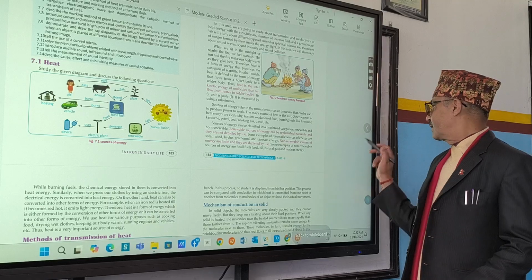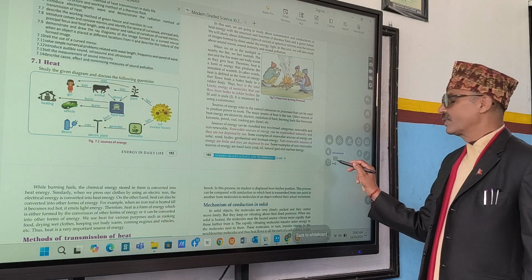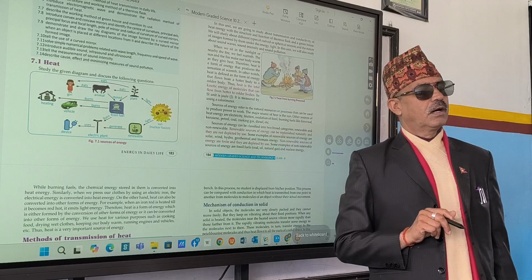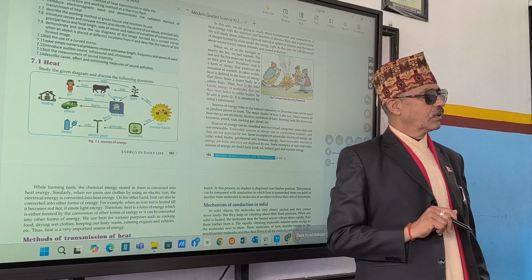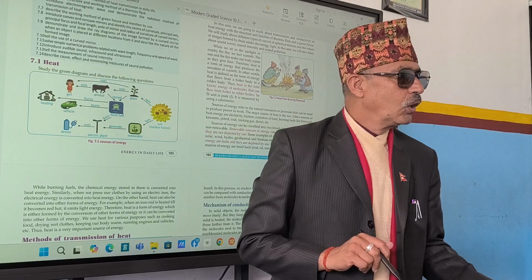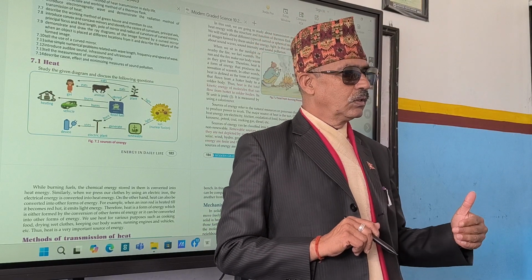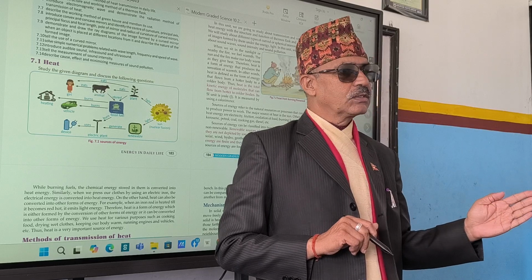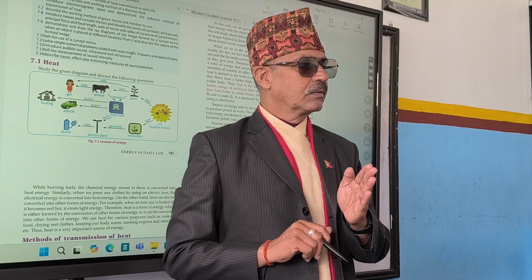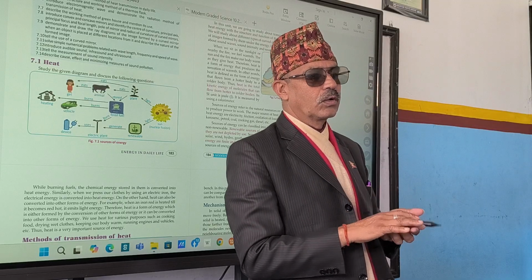One thing you have to keep in mind, heat can flow from hotter body to colder body. Hotter body means molecules are vibrating faster. Colder body means molecules are vibrating slower. So, faster vibrating molecules can heat slower vibrating ones. That's why heat can flow from hotter body to colder body.